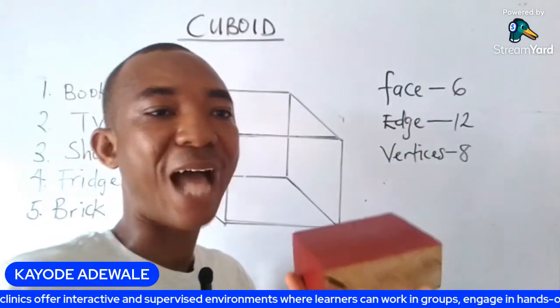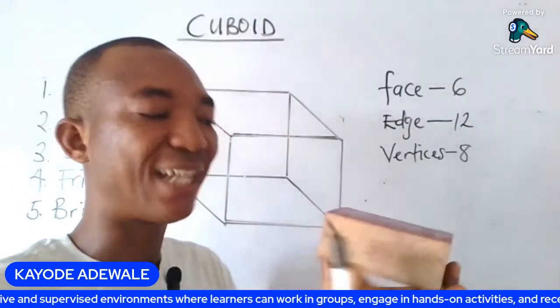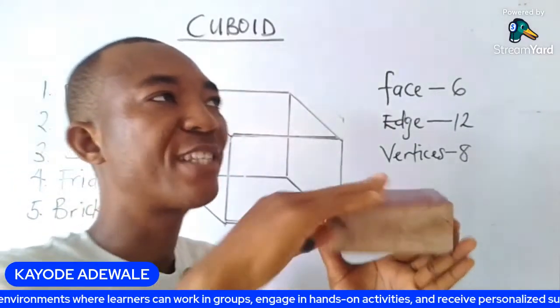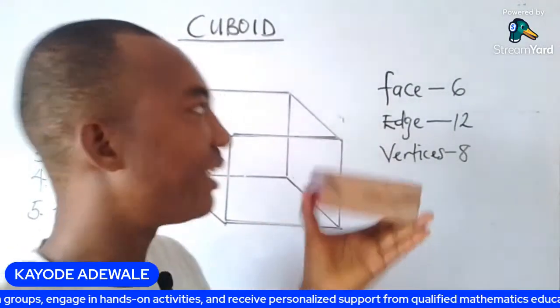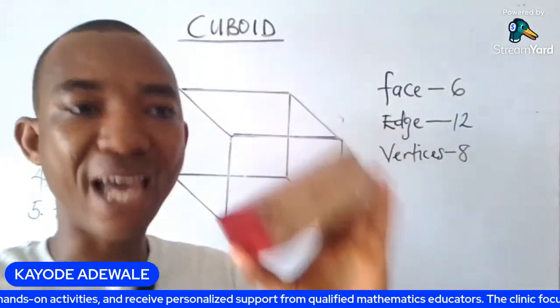You can also take an object at home and look at the edges. That is where two faces meet. That is what we call an edge. And a cuboid has 12 edges.